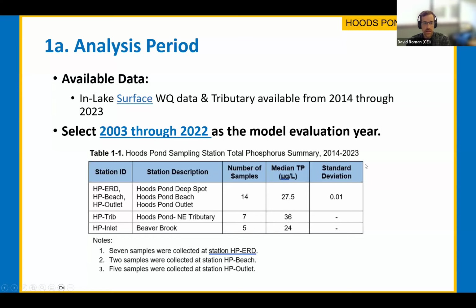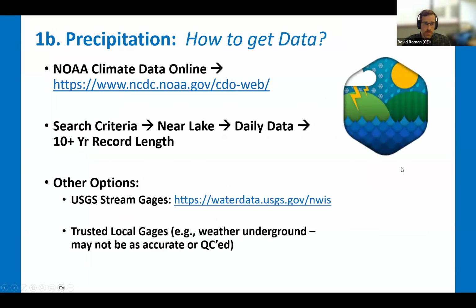So what we ended up doing is going with a 20-year precip model evaluation year. You can make the argument to just do this based on where you have water quality data available as well.